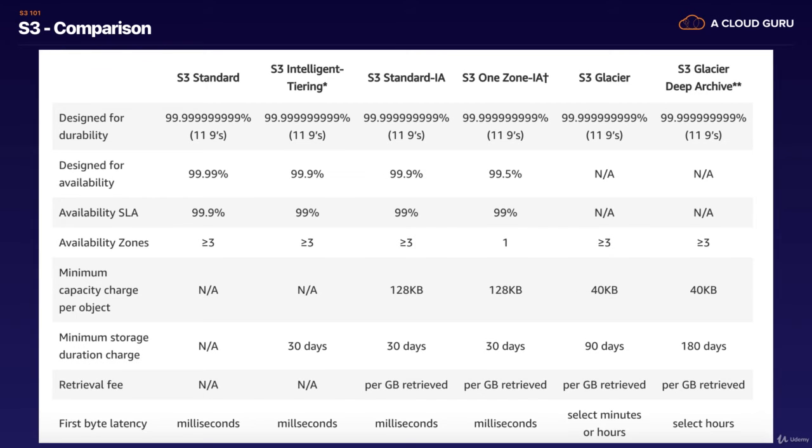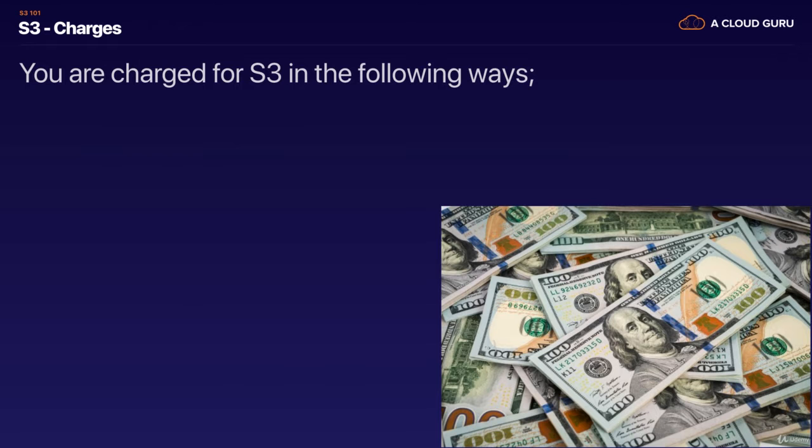And so here is a table that compares the different storage tiers. The thing that you should really note is the first byte latency. That's how quickly you'll be able to access your data. So it's milliseconds for everything apart from S3 Glacier and Glacier Deep Archive. So it can be minutes or hours, or it could be up to 12 hours if you're using Deep Archive. So bear that in mind as well.